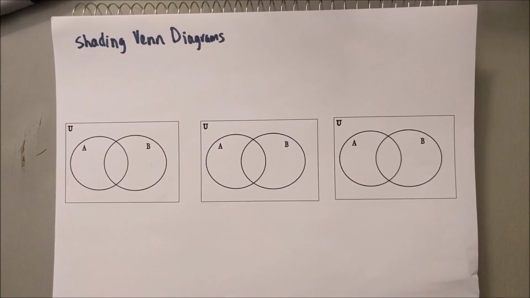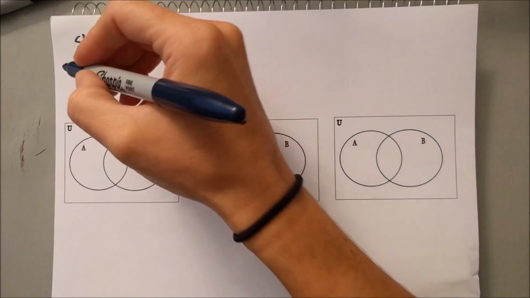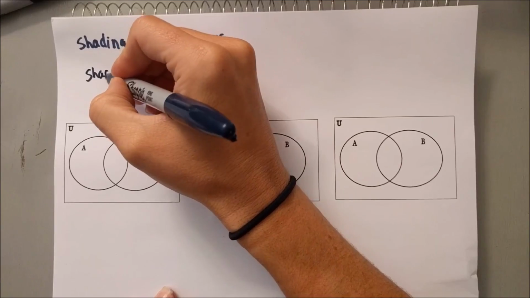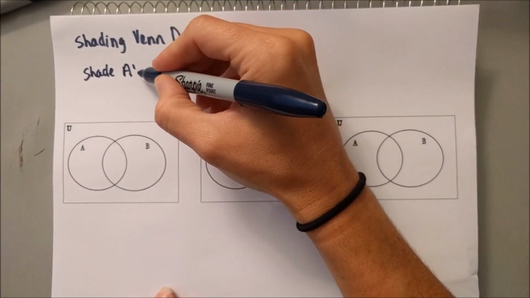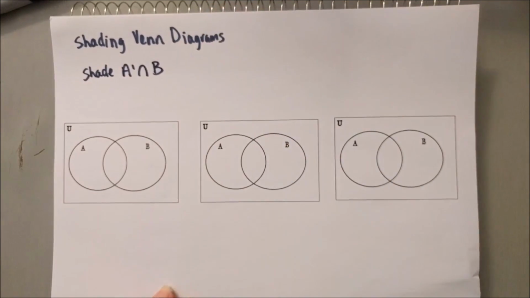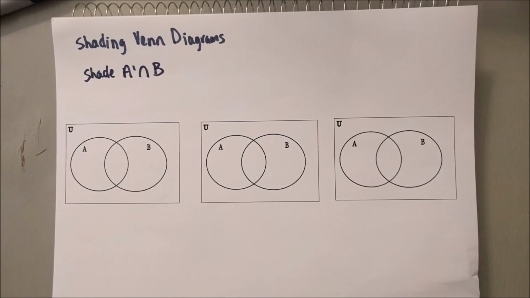Hi class, I want to talk about shading Venn diagrams. I found that students have struggled with this in the past, and it might be helpful to have a video to reference when you are studying. So let's say our instructions are telling us to shade A complement intersection B. So there are a couple ways to think about it.